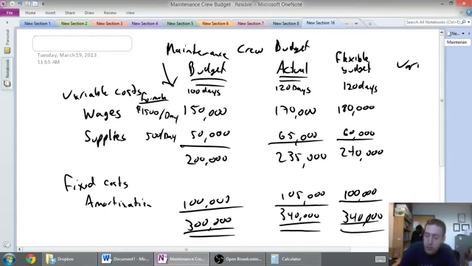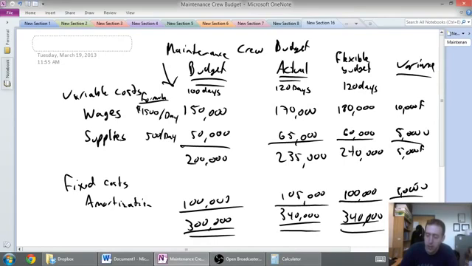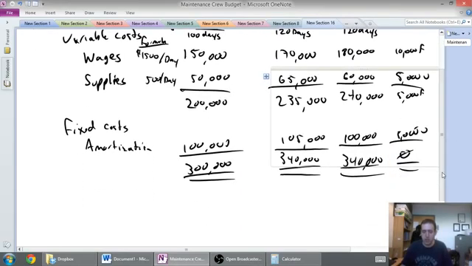Now let's go down the line. My variance between my actual and my flexible budget is 10,000 for wages favorable. It's 5,000 unfavorable for supplies. So overall, we're 5,000 favorable on our variable costs. My flexible budget for amortization was 100. I actually spent 105, so I'm 5,000 unfavorable there. And overall, I actually have no variance. So Joe, rather than getting penalized for this, he hit his budget bang on. He did a nice job there.